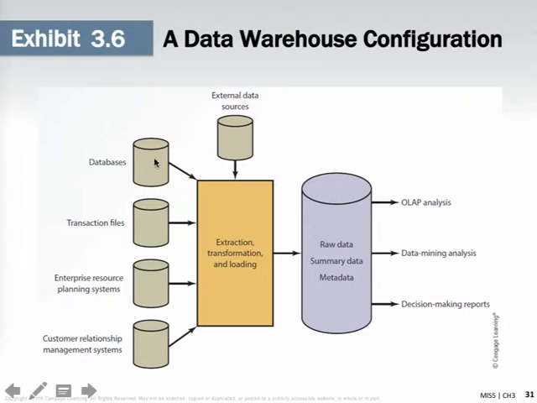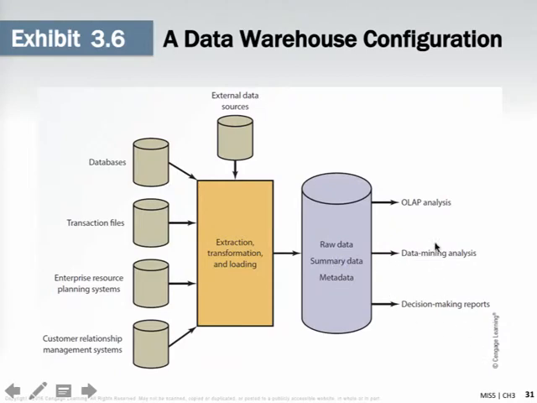So here is one set of databases, files, planning systems, relationship management systems. They're all pouring into this warehouse. So this was our database here. And then it puts out some data, raw, summary, and metadata. And then it can be used for analysis, data mining, and decision making. So a data warehouse, in essence, is a big collecting point for all types of data sources to really make some meaningful information. It does the processing for us and creates this data that we can really use.